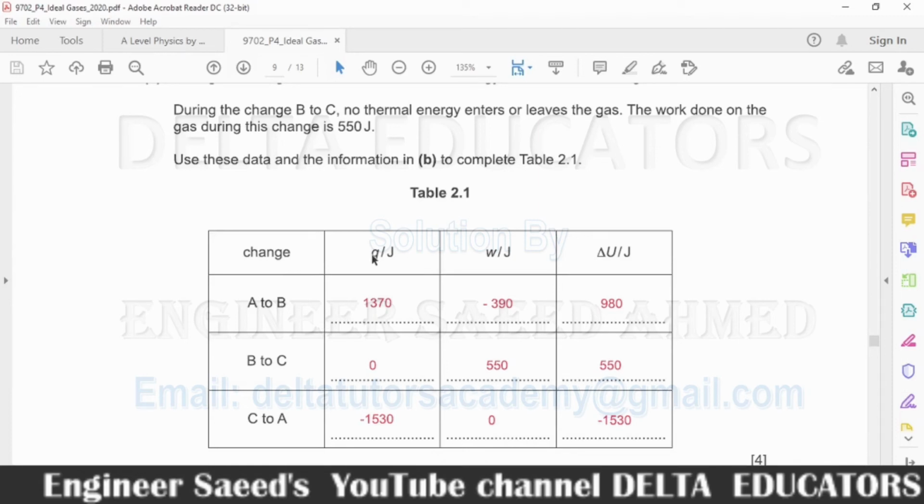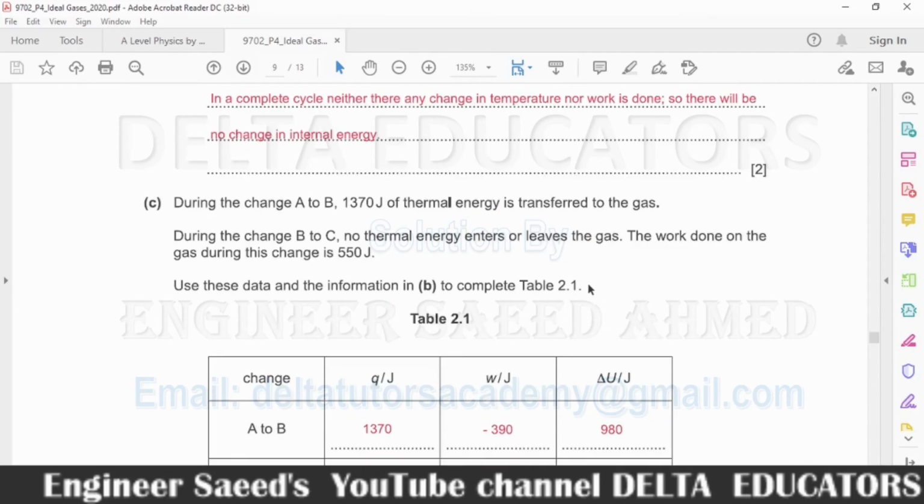Here we have amount of heat, work done, and change in internal energy. Now here it is given A to B, so from A to B we have to find out the amount of heat, the amount of work done, and the change in internal energy. Now here it is given that during the change A to B, 1370 joules of thermal energy is transferred to the gas. Means here amount of heat or Q will be equal to 1370 joules.